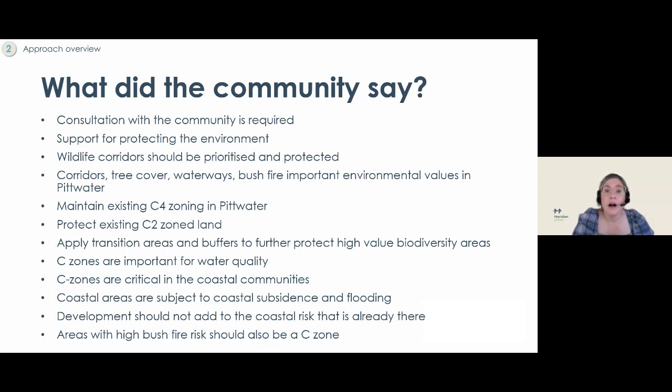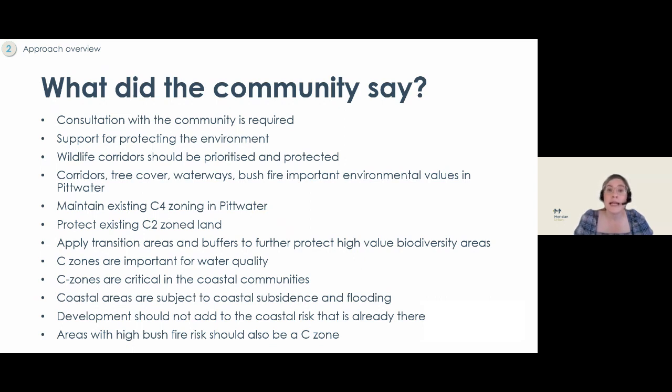This slide provides a high-level overview of what was said through the previous 5 focus group sessions with a focus on Pittwater. Feedback received noted that consultation with the community is required. There was support for protecting the environment, including prioritising and protecting wildlife corridors. Corridors, tree cover, waterways, bushfire were considered important environmental values in Pittwater.